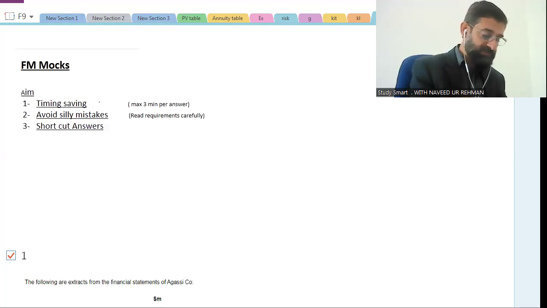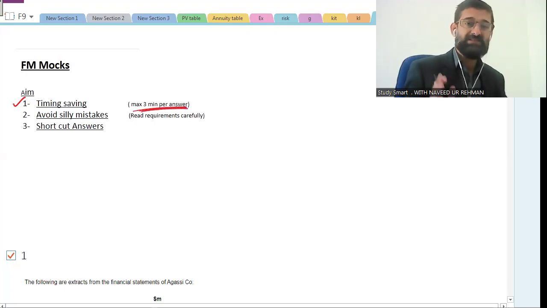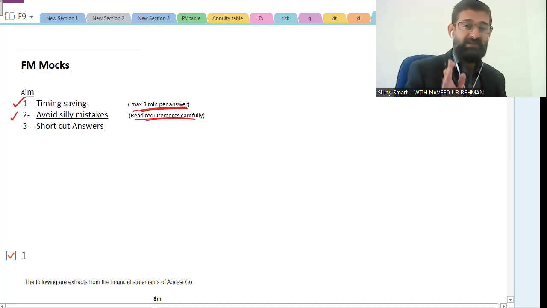So the first aim is to save time. Don't spend a lot of time. Remember, you have 3 minutes maximum available. Well, it's available a little bit more than 3 minutes, but we'll keep it to 3 minutes, right? In order to save time, you will avoid silly mistakes and you have to read the question very carefully.